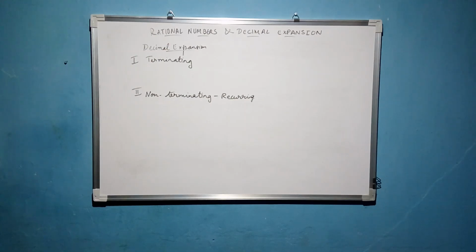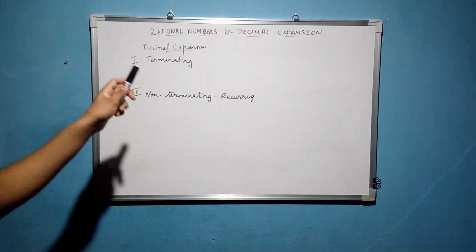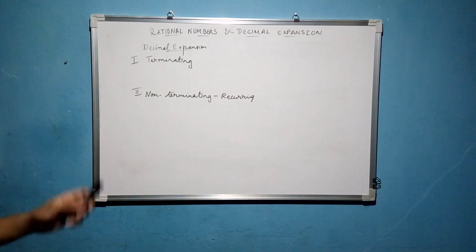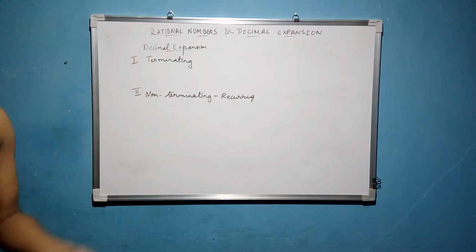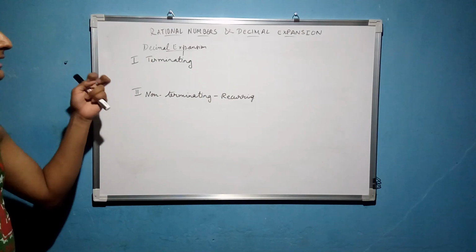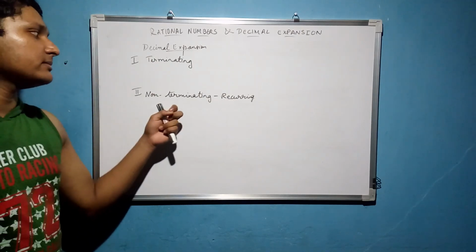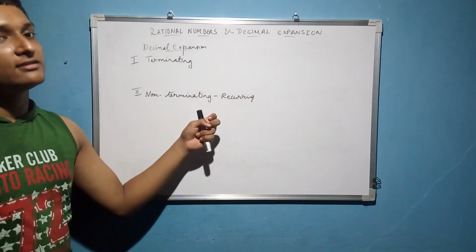The last topic of the chapter is rational numbers and decimal expansion. What is the relation between rational numbers and decimal expansion? In class 9 you have already learned the decimal expansion of rational numbers can be of two types. That is terminating. The second one is non-terminating recurring. Recurring, in other words, repeating.